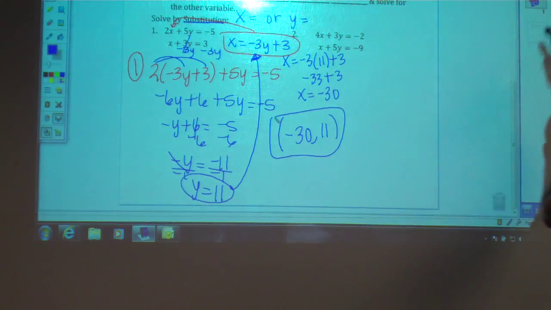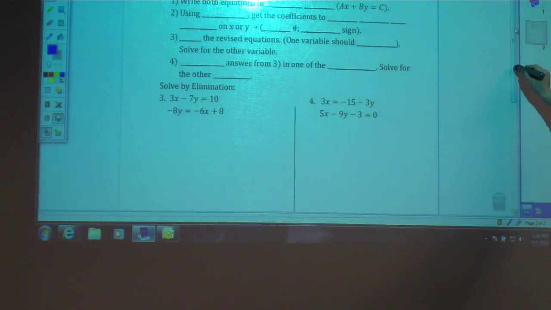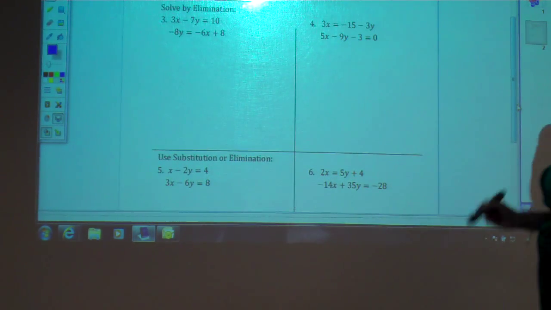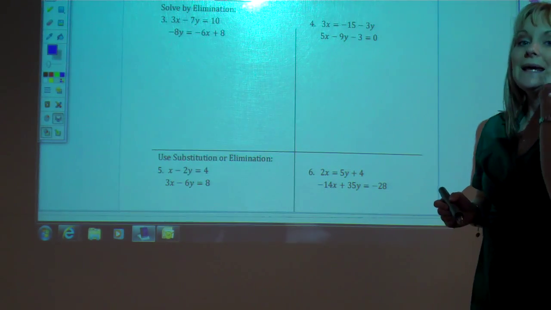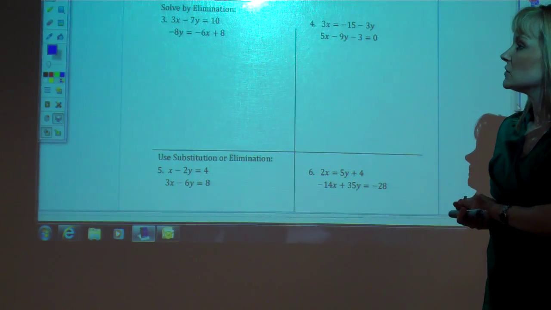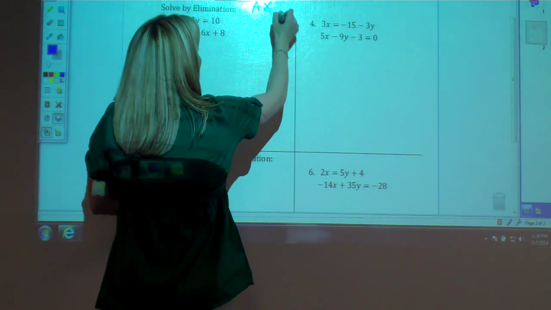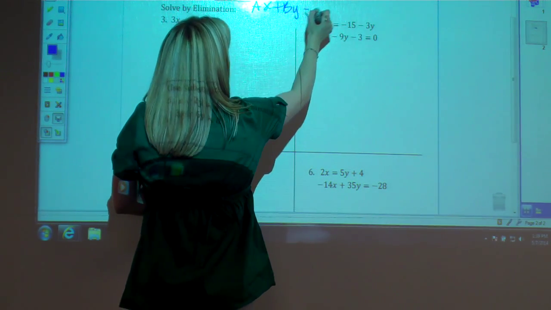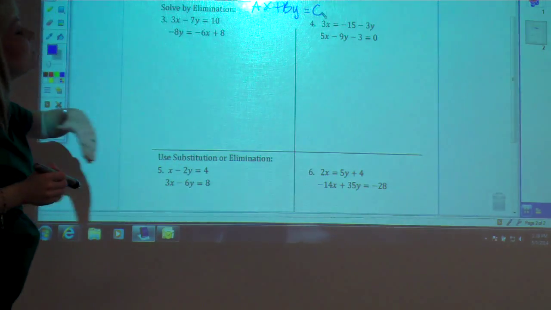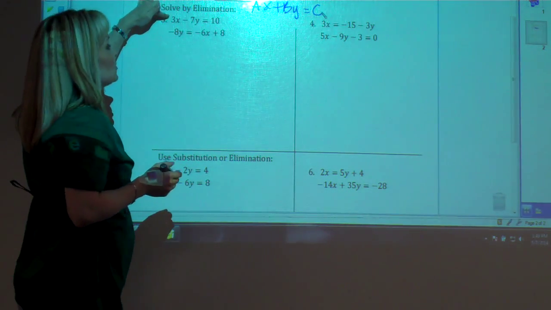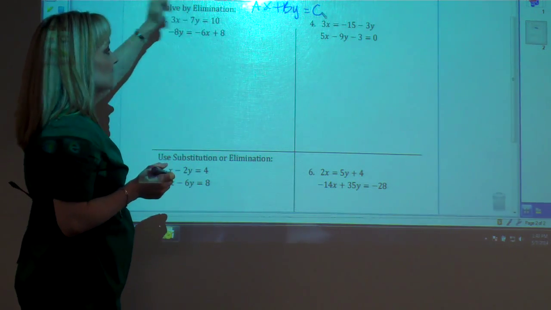All right, now let's look at elimination method. Elimination is a little bit different. Okay, elimination, you are eliminating either the x values or the y values. Okay, you have to make sure that both of your equations are in standard form. Okay, so looking at example 3, my first equation both has my x and my y on the left-hand side.